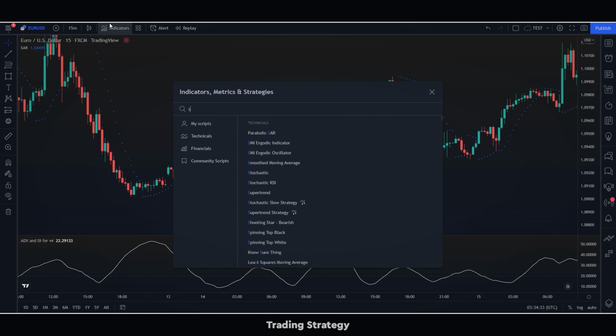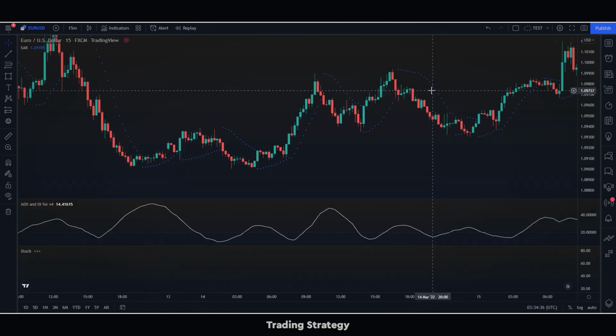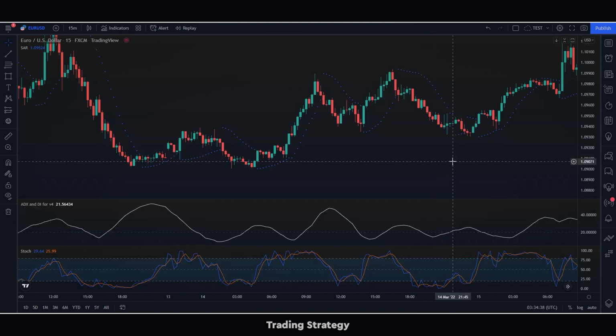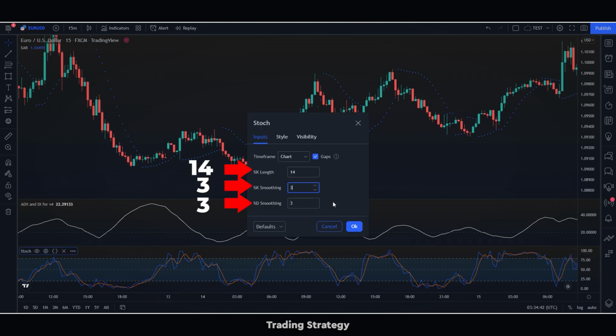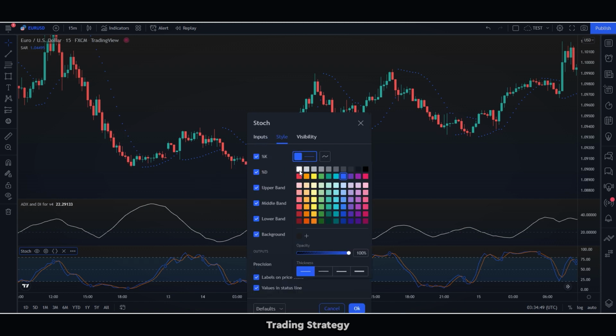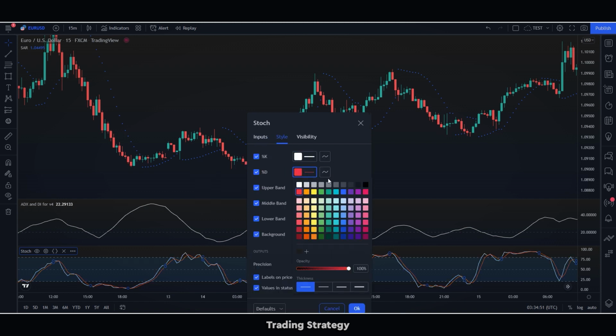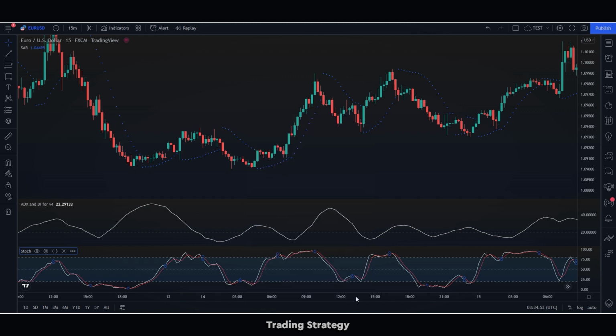The last indicator that we will have to select will be the stochastic. To this indicator, we will put the parameters of 14, 3, 3. We will change the color of the stochastic line to white, and we will put the signal line in red. This will be the indicator that gives us the buy or sell signal.